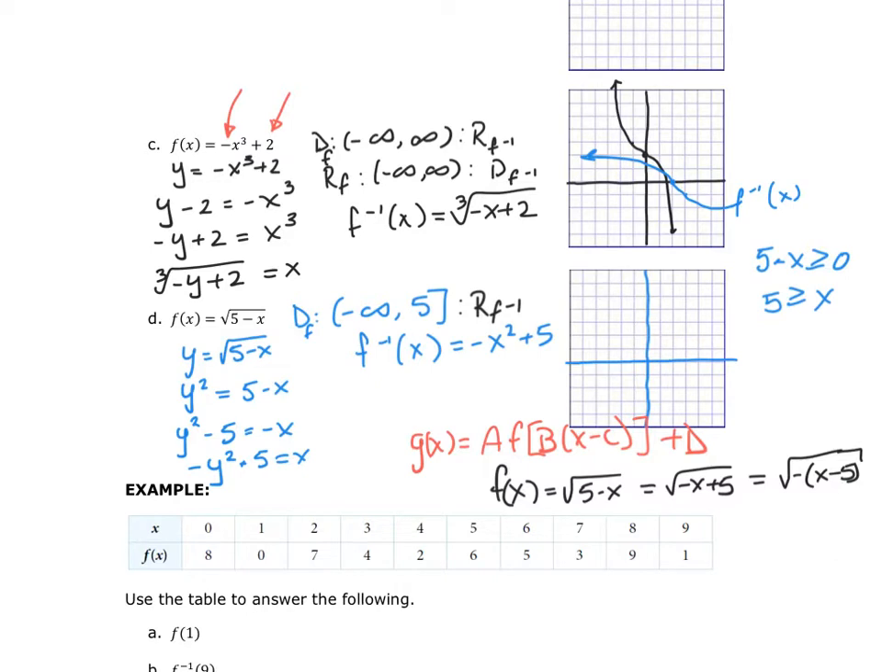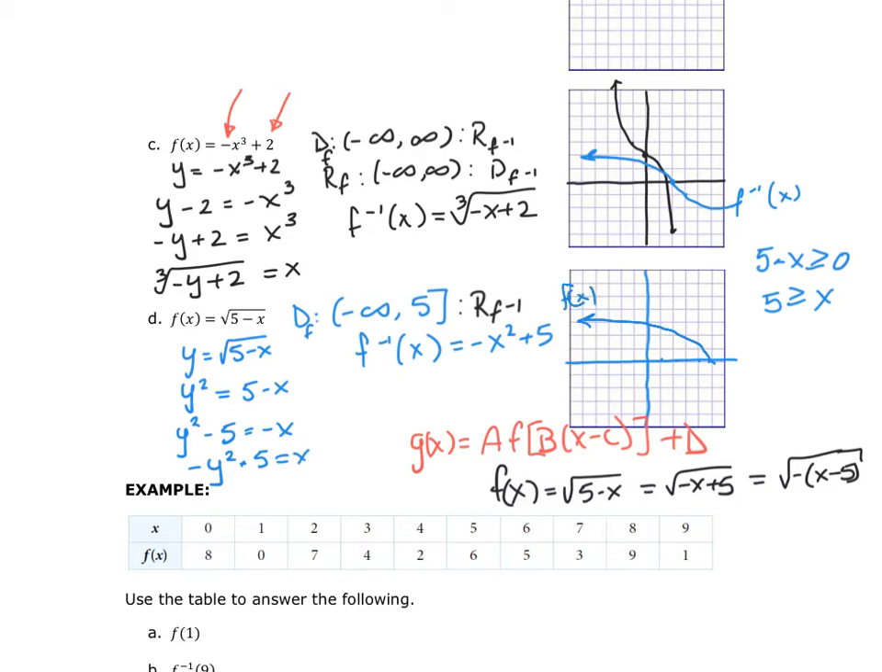Now, that tells me that my graph is reflected over the y-axis and moved to the right 5. So 1, 2, 3, 4, 5. So this is what it's going to look like. It's going to look something like that. So that's my original function, that's f of x.